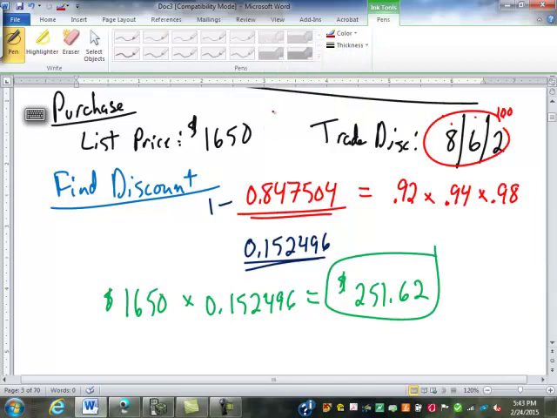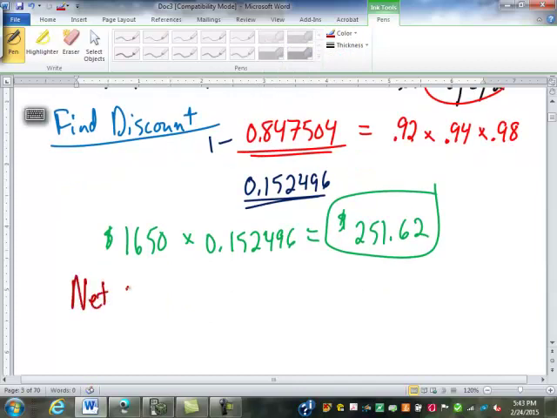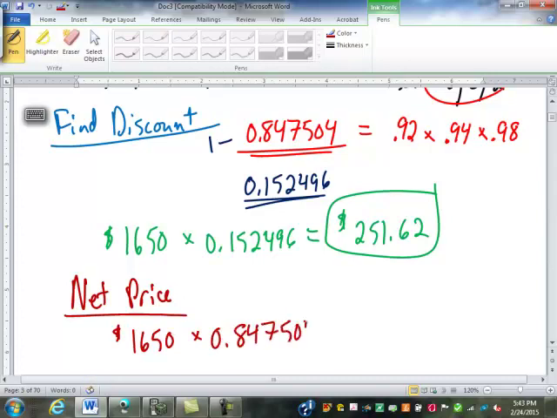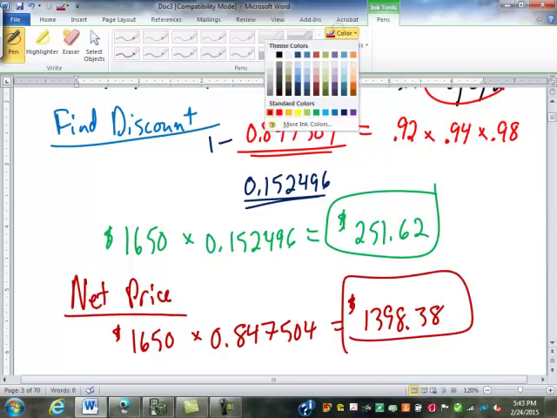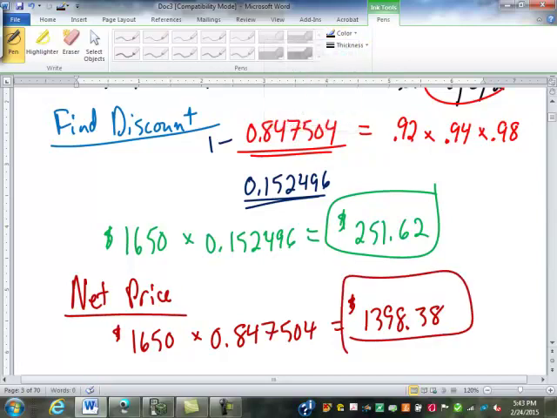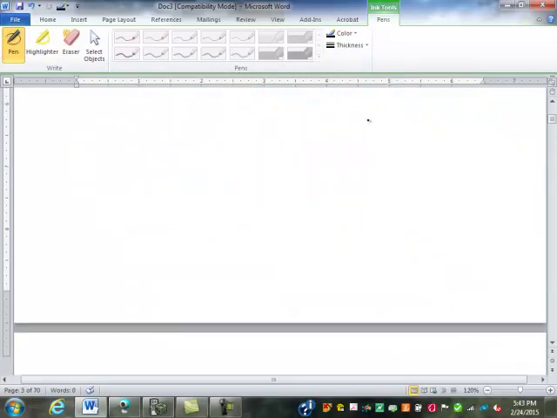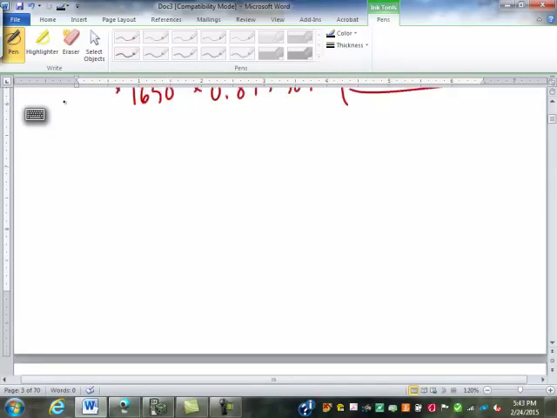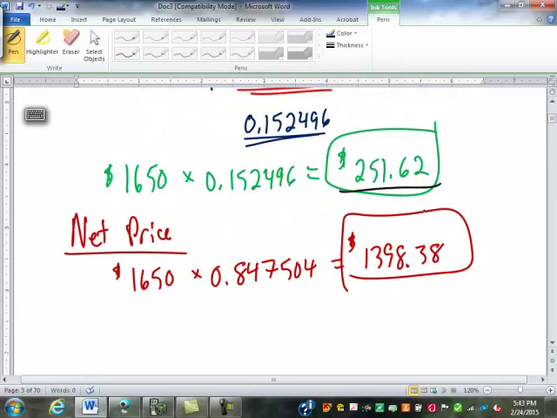And then let's try to find the net price. What do we use for the net price? All right, so the 1650 times the 0.847504, which is going to give us 1398.38, correct? What do y'all think? Not bad? Okay. Well then, let's let you try one. The answer is we got discount is 251.62. Net price is 1398.38.